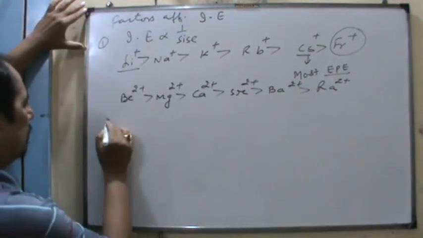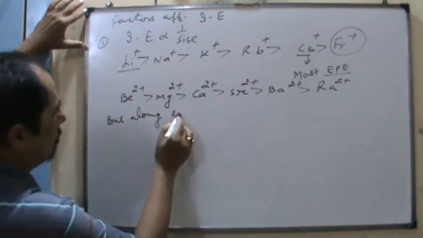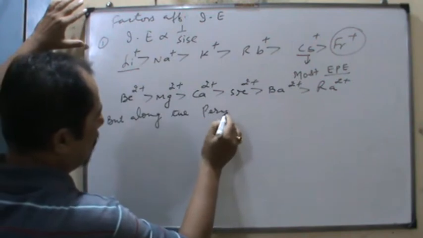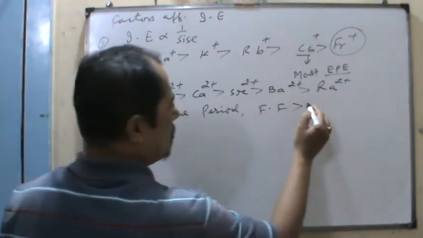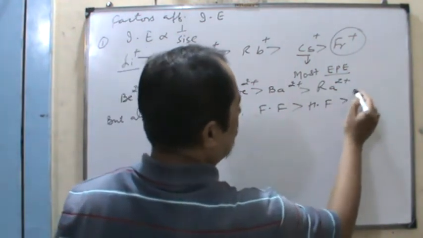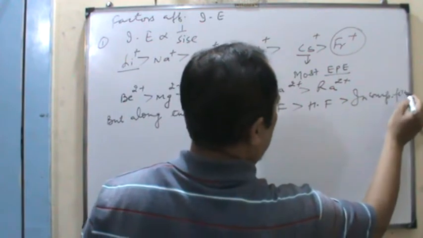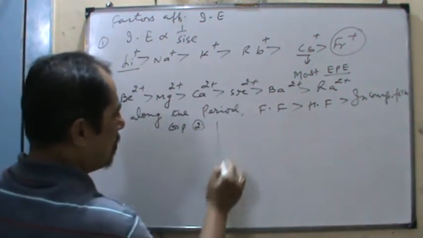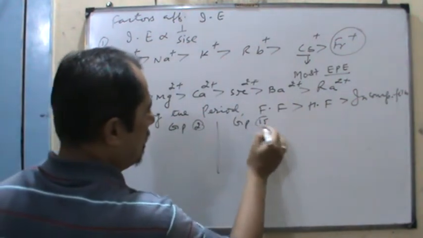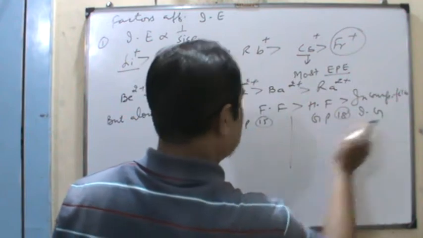But along the period, full filled is more stable than half filled, than what filled? Incomplete filled. We have to take care of group 2nd, group 15 and group what? 18, that is the inert gas.